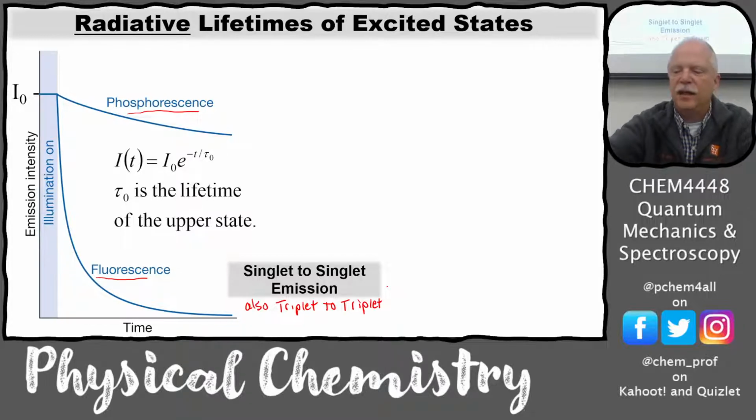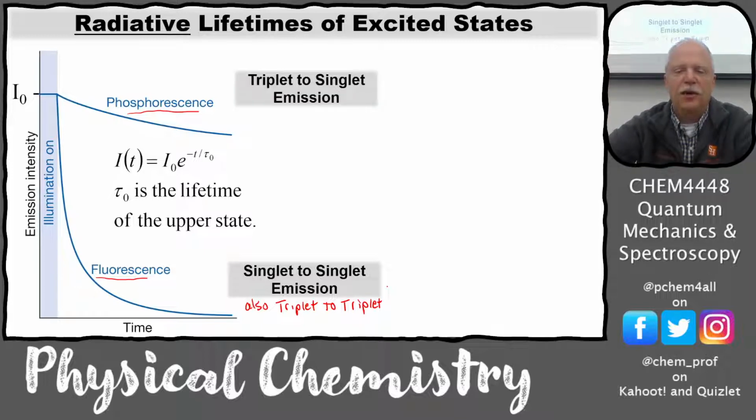The key just being that it's the same at the top and the bottom. So when it emits light, if they have the same multiplicity, then it's going to be fluorescence. But if you're going from triplet to singlet or singlet to triplet, then you would have phosphorescence.